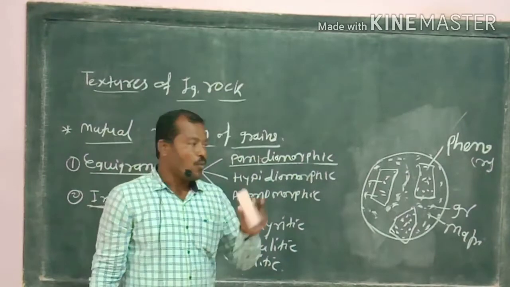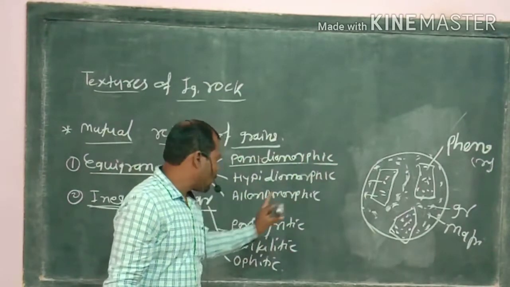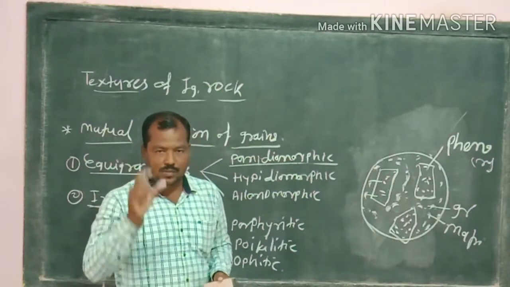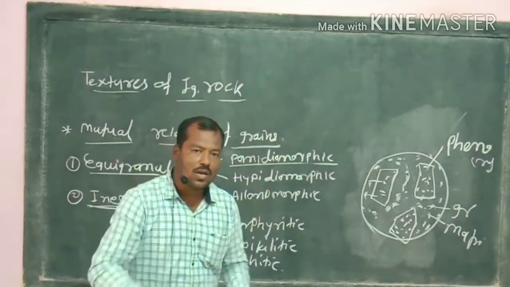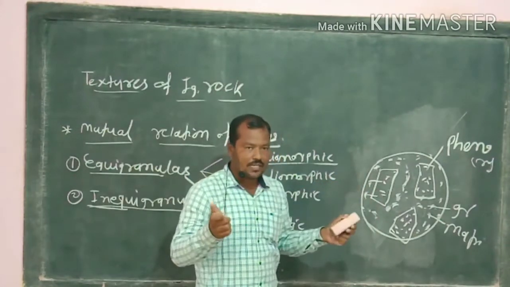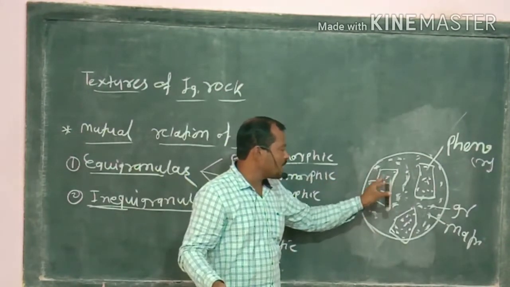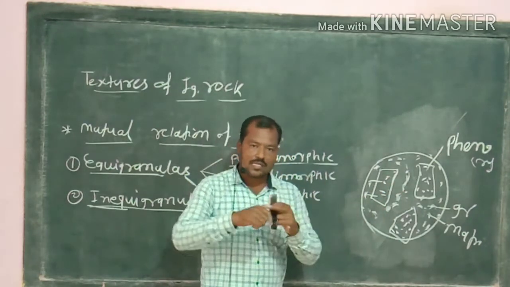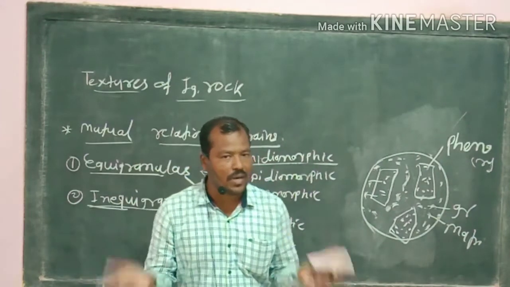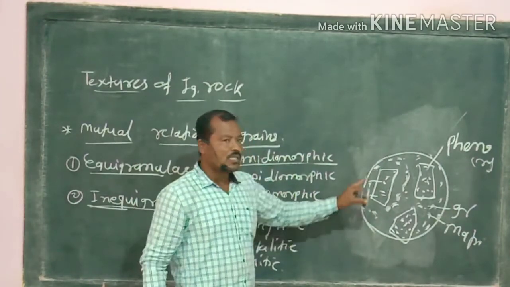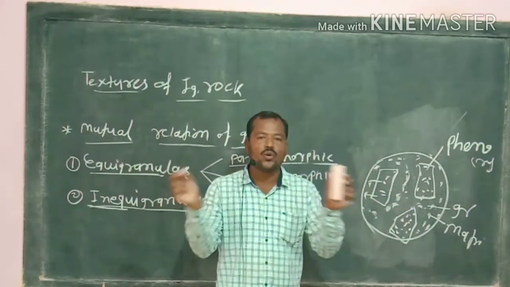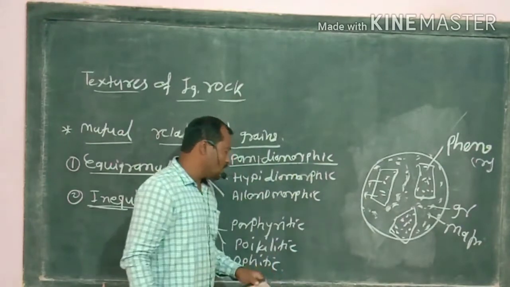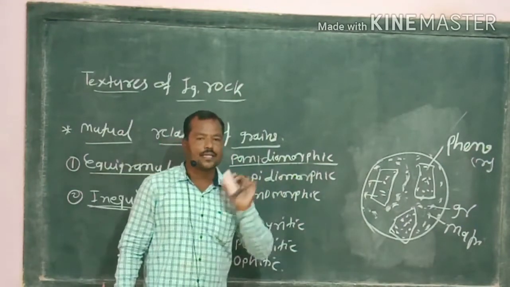Poikilitic texture is similar to the porphyry texture, but in this texture the ground mass or smaller grains are enclosed within the phenocryst or larger grains. Within the porphyry texture, the larger grains are separate and the ground mass is separate. But in the poikilitic texture, these smaller grains are enclosed within the larger crystals. That's why it is called a poikilitic texture.